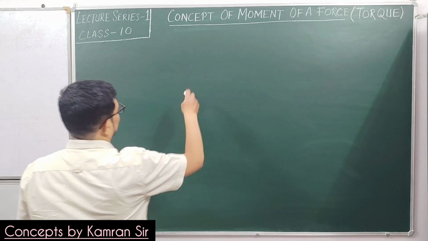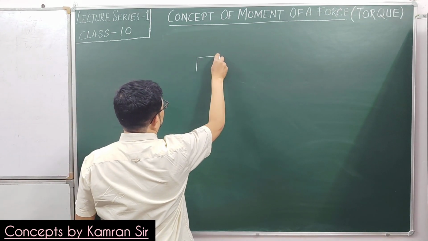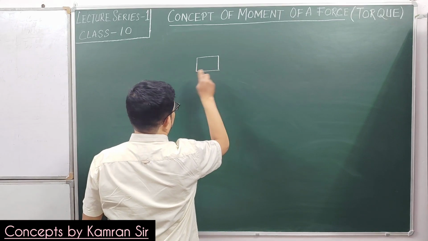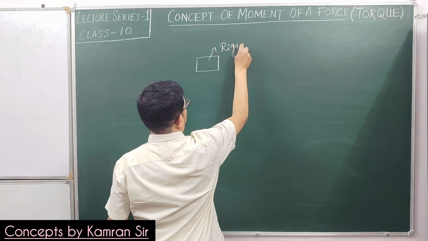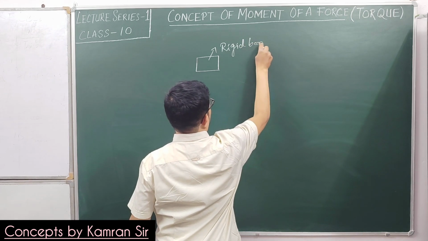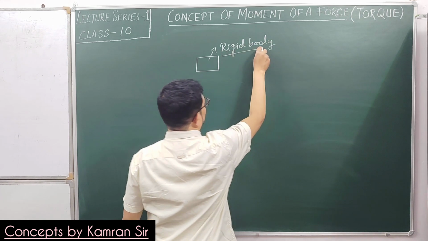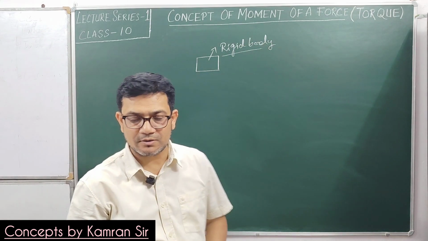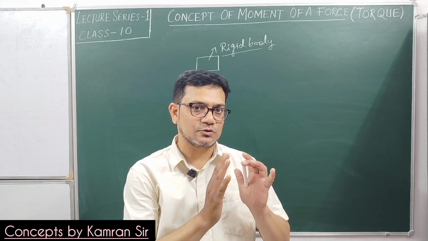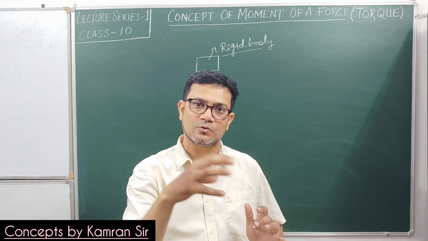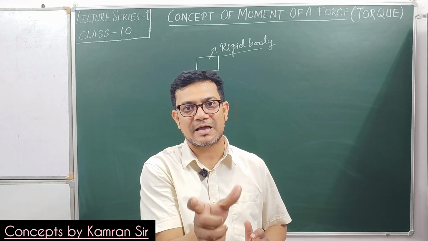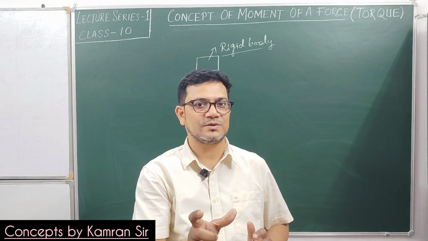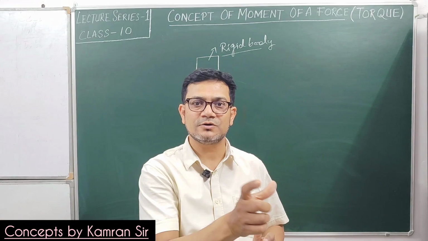In class 9th we learned that when you apply a force on a rigid body, suppose this is a rigid body, and what kind of body is known as a rigid body? Rigid bodies are those wherein when you apply a force, it only causes motion. There is no deformation happening. The size and the shape do not change, but motion occurs.